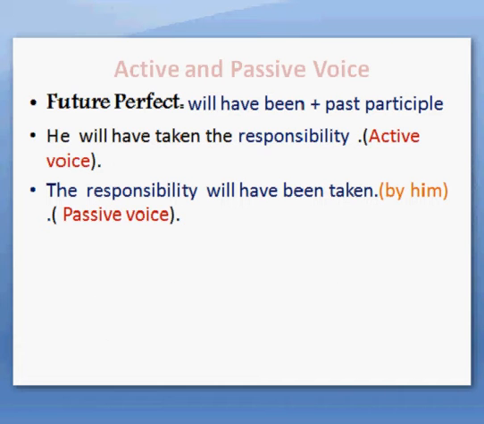For future perfect tense, use will have been plus past participle. For example, he will have taken the responsibility. This is active voice. The responsibility will have been taken by him. This is passive voice. So we came to the end of today's lesson.